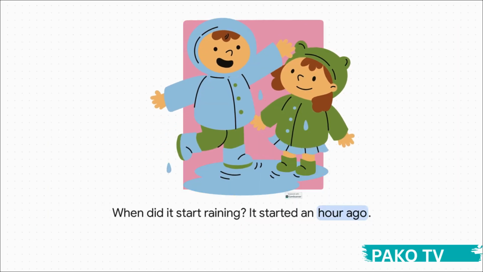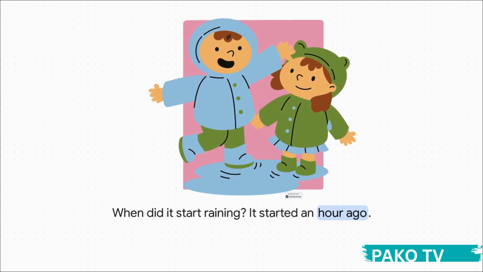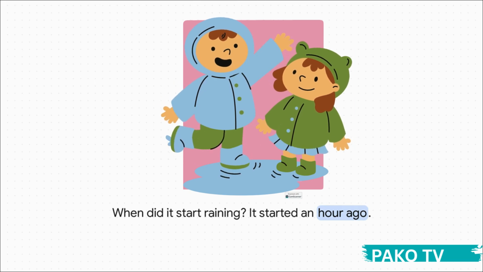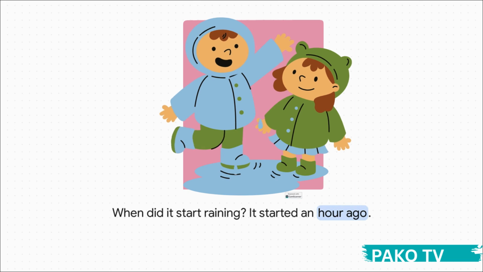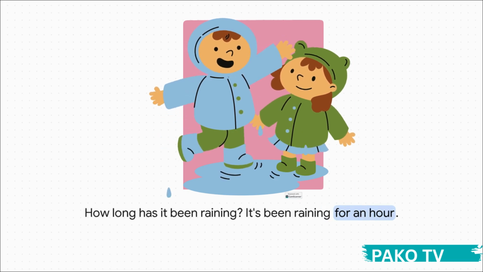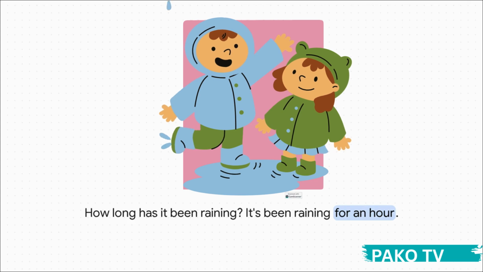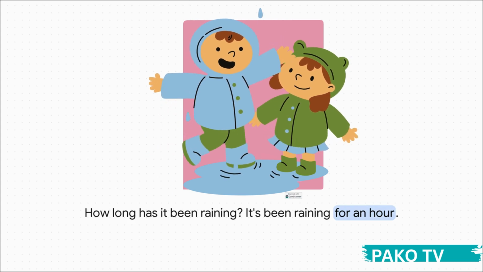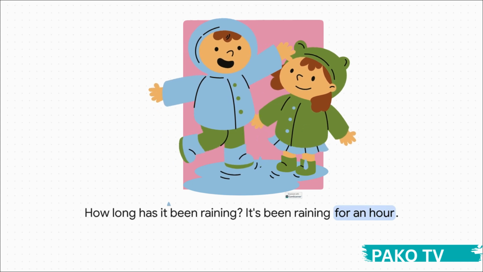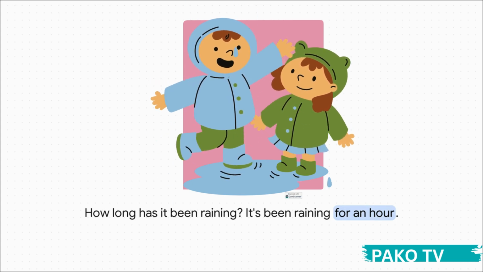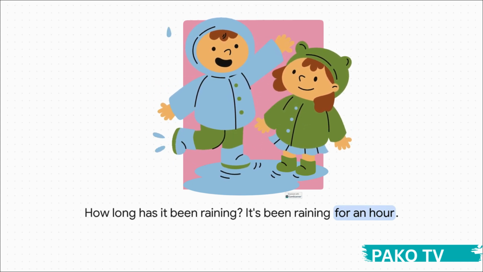Let's make this real. If we ask, when did it start raining? We want that one specific moment. The answer, it started an hour ago, names that exact point in time. Boom, that's our point. But now, let's ask about that same rainstorm a different way. How long has it been raining? See? Now we don't care about the start time. We want to know the total length. The answer, it's been raining for an hour. Measures that whole period from when it started right now.